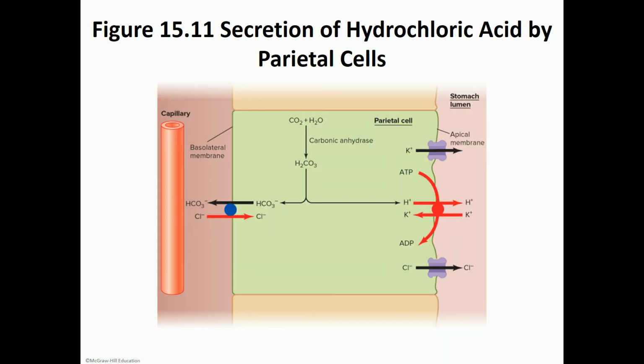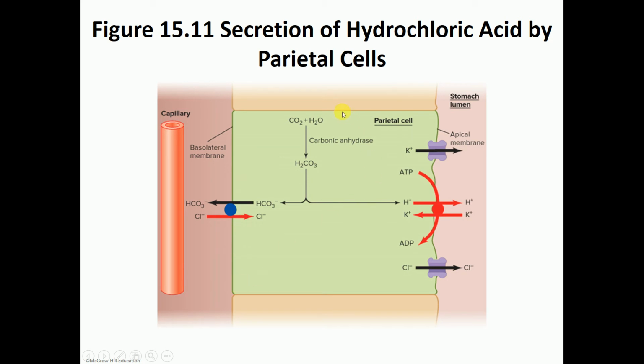Now, how do the parietal cells make hydrochloric acid? Let's take a look first and understand what we're looking at. This right here is your parietal cell. This is the lumen of the stomach, so that makes it your apical membrane. And this is where the blood vessels are, so that is your basolateral membrane.